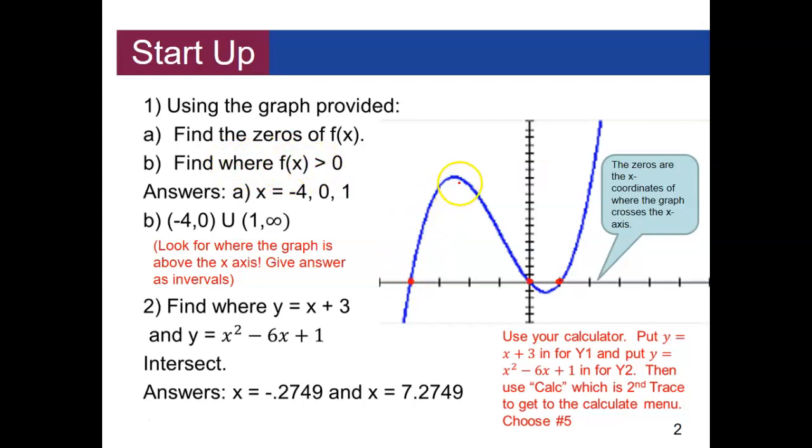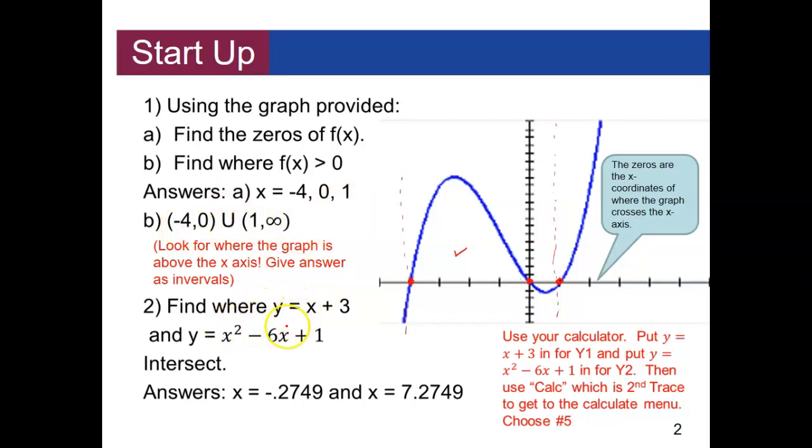That's where it's above the x-axis, so that's going to be this interval in here, and then also this interval over here. So our zeros basically cut the graph, and so from -4 to 0, our function is going to be positive, and then again from 1 to infinity. And so that's why we would write it like this, -4 to 0 and 1 to infinity.